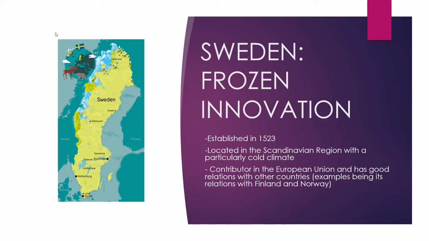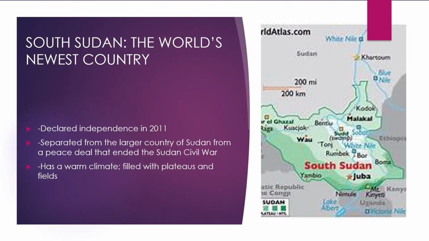Sweden was established in 1523, located in the Scandinavian region, in northern Europe. The land is filled with forests and snow with a relatively cold climate. It has good relations with its neighbors, mostly Norway and Finland, and it is a main contributor for the European Union. To explain our other country is going to be quite the challenge.